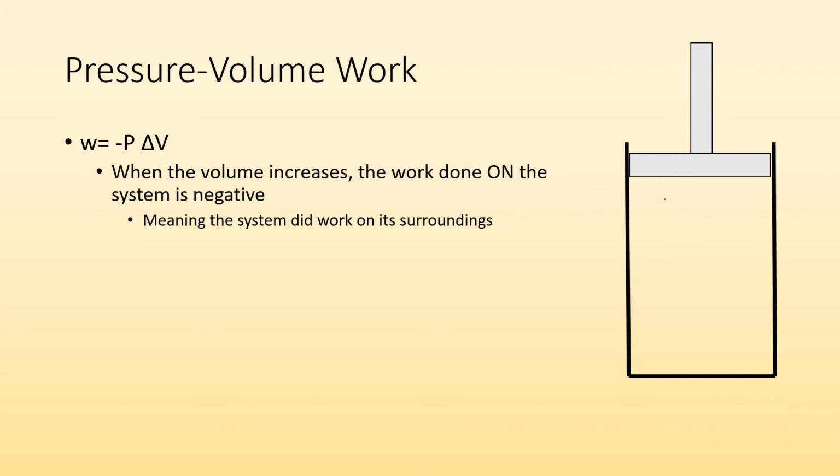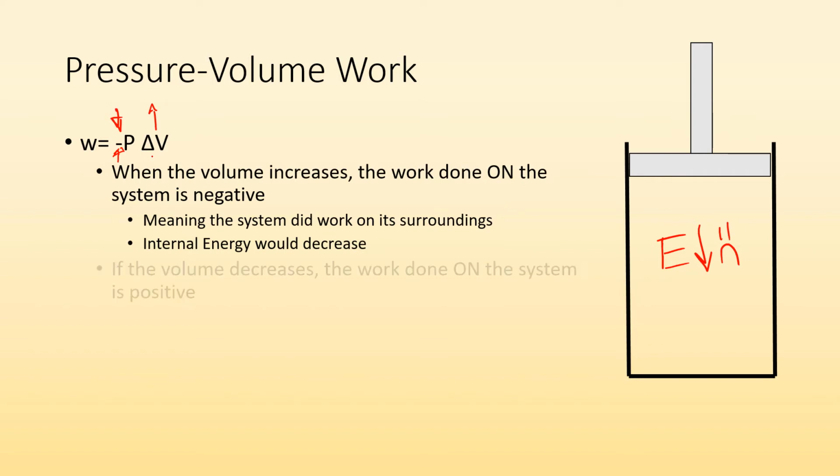So if it does this, well, the energy went down because it was doing work. So that's why we have this negative there, right? If volume's going up and pressure is staying the same, we need to have this negative sign to show that when the volume goes up, the system is doing work and it's losing energy, right? The internal energy would decrease.